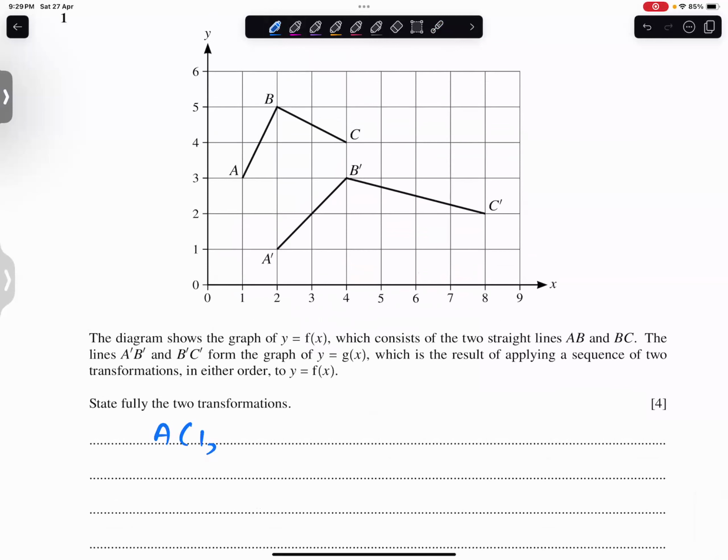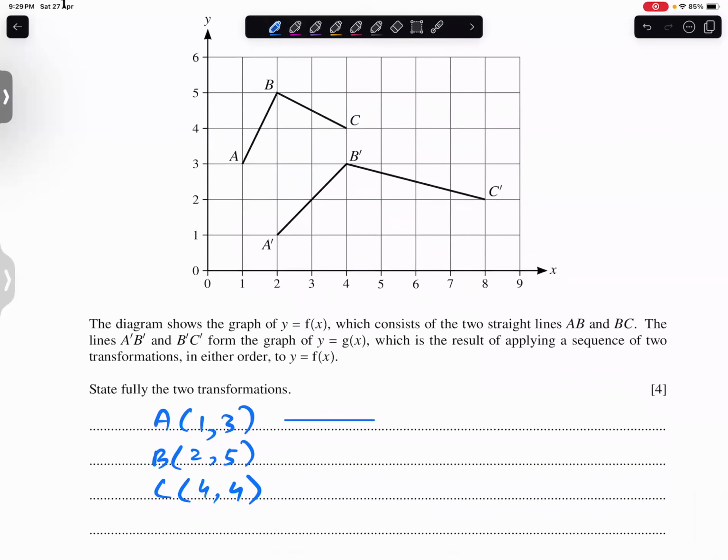A is (1, 3). B is (2, 5). C is (4, 4). And then A prime is (2, 1). B prime is (4, 3). C prime is (8, 2).